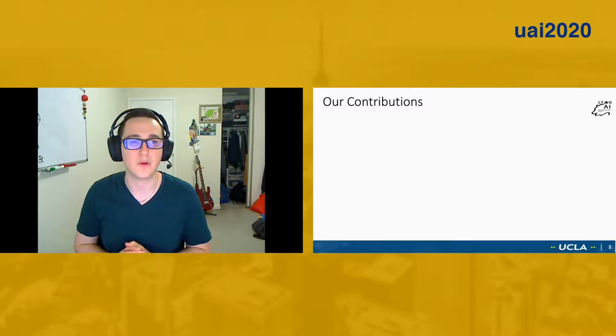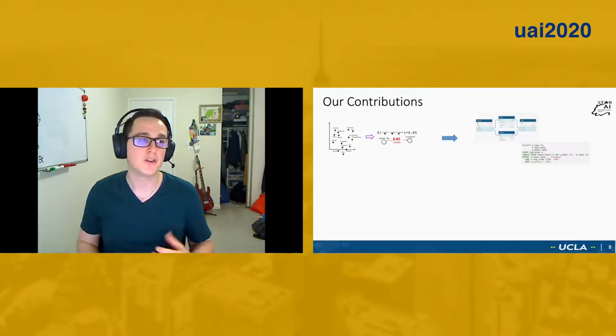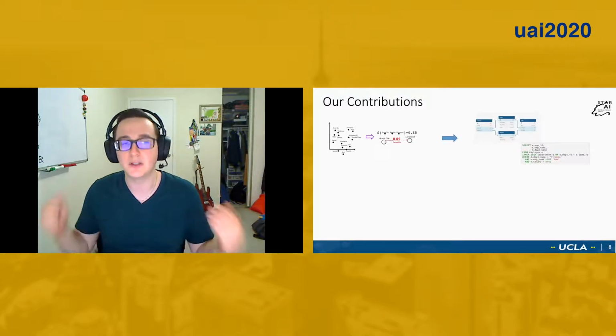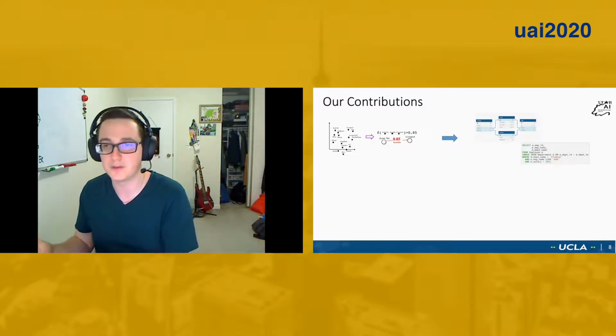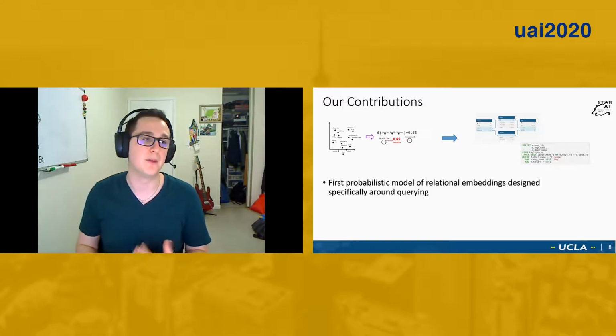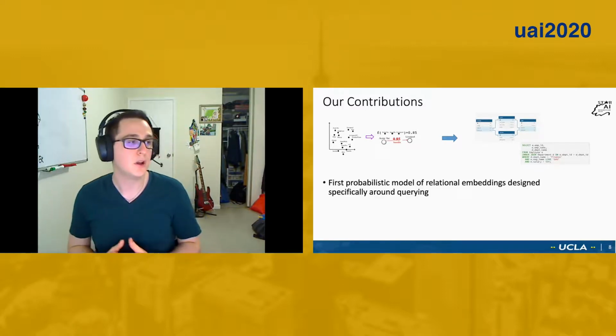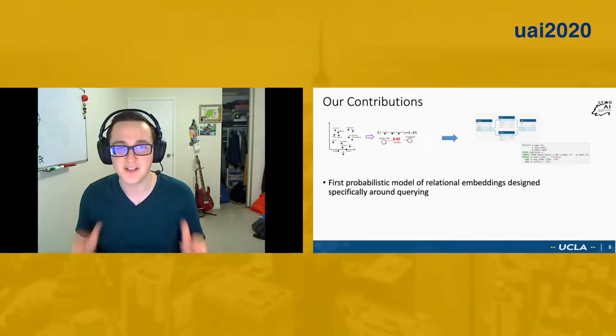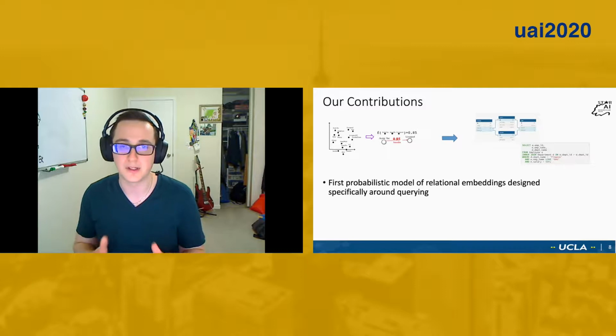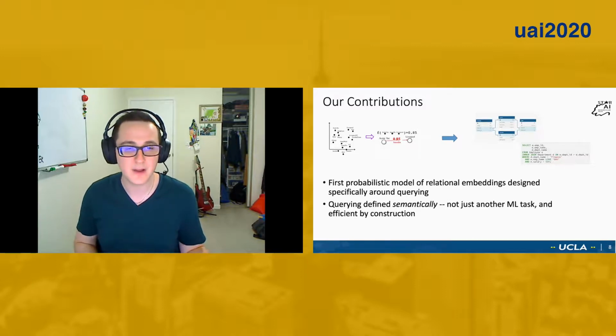Okay, so what do we do then in our work? Our contribution is basically we want to go from these relational embeddings to something approximating what we do with relational database systems, right? Which made them so popular. And how do we do this? Well, we propose the first probabilistic model of relational embeddings that is designed specifically around querying and not just link prediction. What do I mean by that?